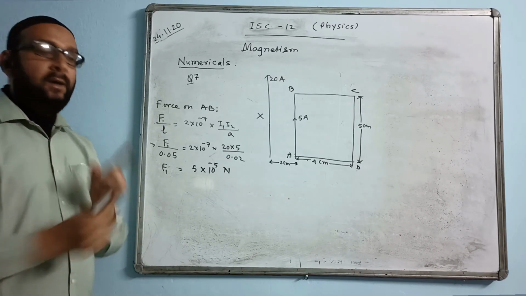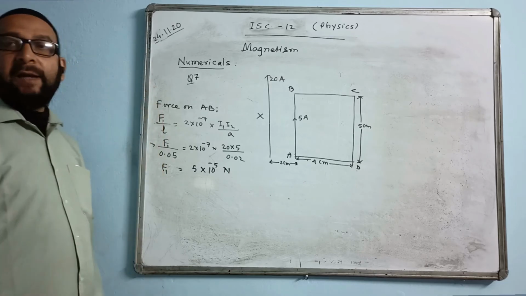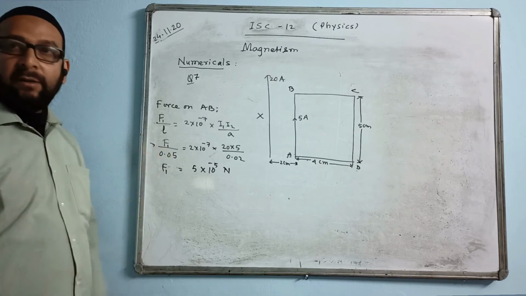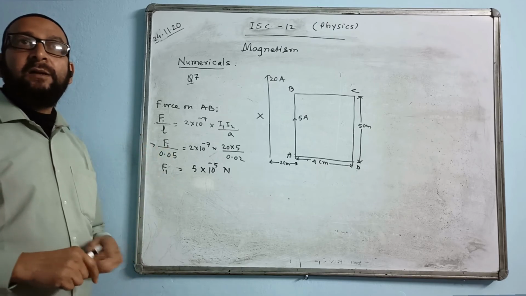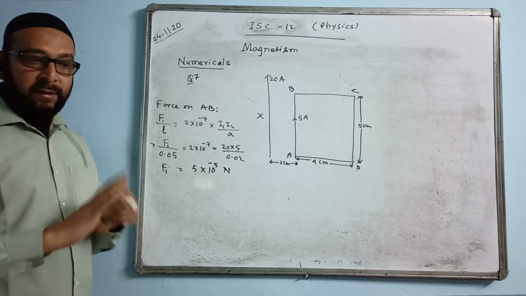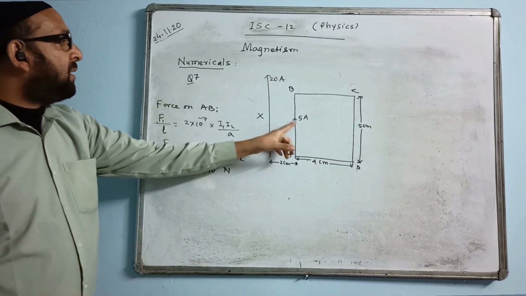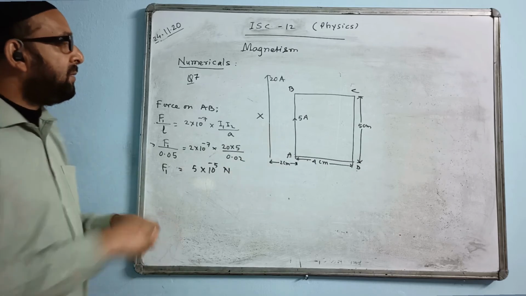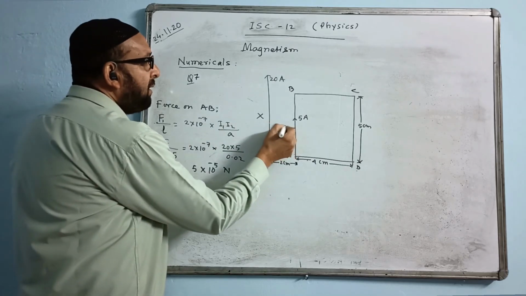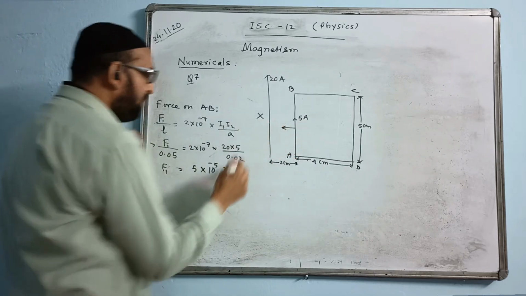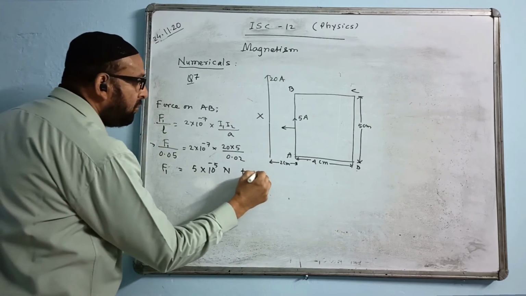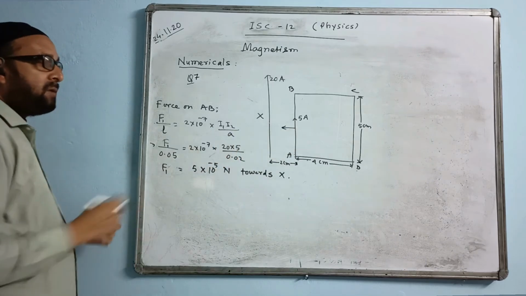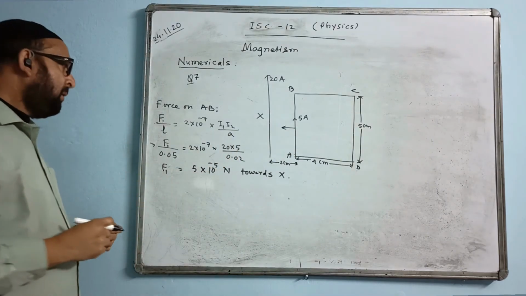As I told you, when two parallel wires carry current in the same direction, they will attract each other. And when they carry current in the opposite direction, they will repel. I am sure this current and this current are in the same direction. That means this will be attracted by this wire, so this wire will experience a force in this direction, towards X. You can write the answer here: towards the wire X, it will experience an attractive force.